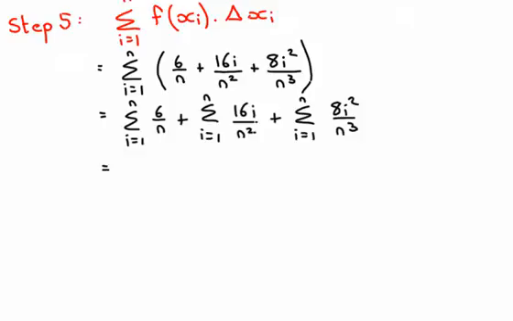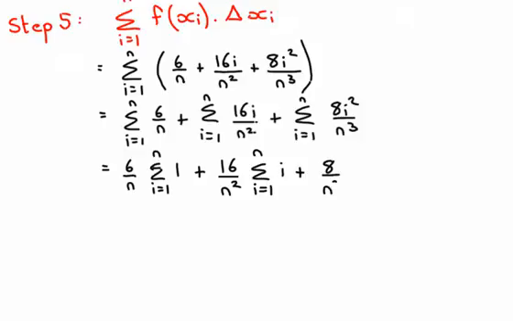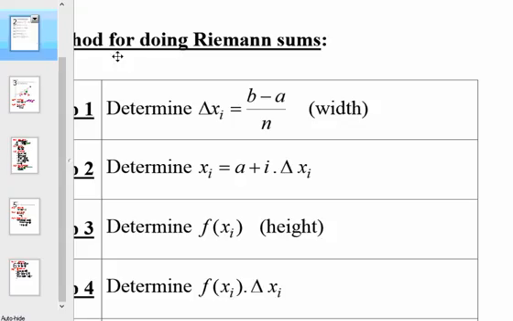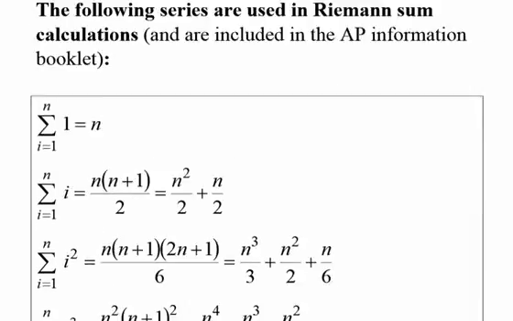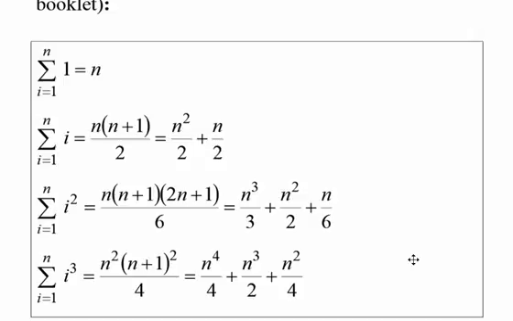Now again, remember that we can take out anything that doesn't have an i in it. So I'm going to take out the 6 over n, and then I'm left with summing up just 1, plus take out anything in the second summation that doesn't have an i in it. So I can take out the 16 over n squared, and I'm summing i, plus here again I can take out 8 over n cubed because it doesn't have an i, and I'm left with i squared. Right, now here I know what the sum of 1, the sum of i, and the sum of i squared is. If I go all the way back up to the top, the sum of 1 is this, the sum of i is that, the sum of i squared is that whole story there.